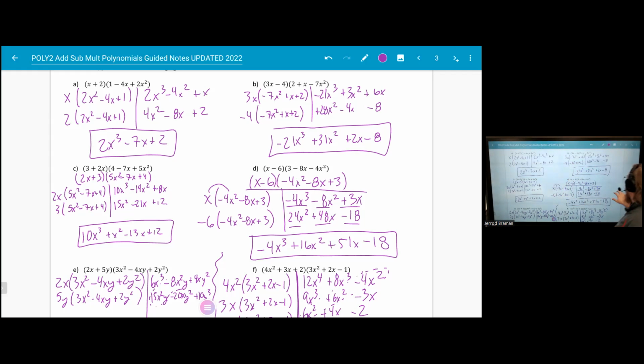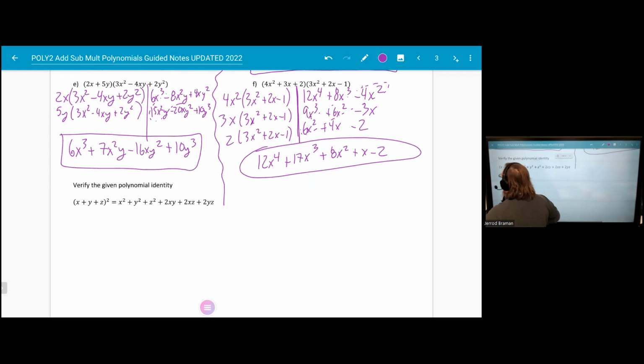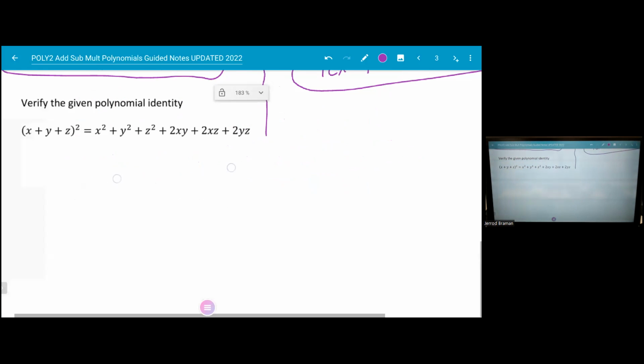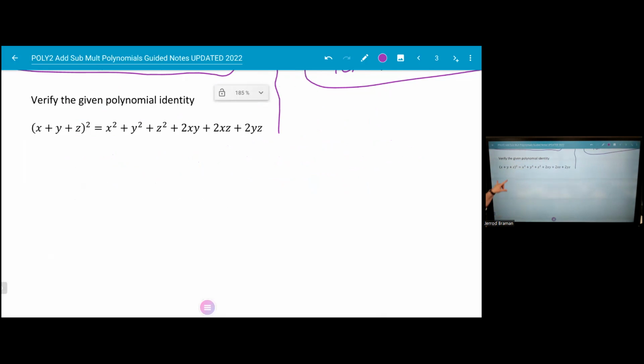Speaking of meticulous, let's look at this bottom one. This one's got 3 variables. Mr. Brayman, what are you trying to do here? Verify the given polynomial identity. In other words, I want you to make x plus y plus z squared into all this: x squared plus y squared plus z squared plus 2xy plus 2xz plus 2yz. How are we going to do that?